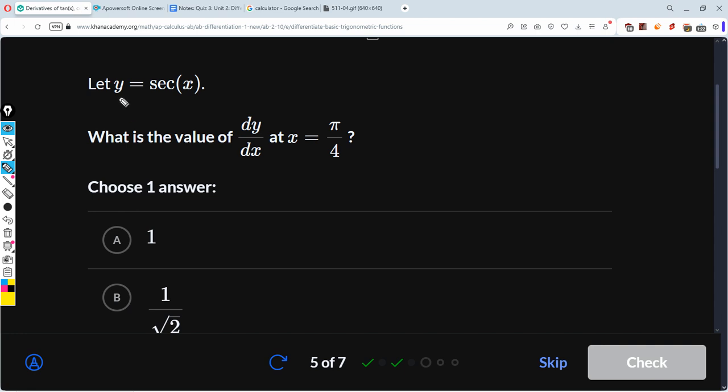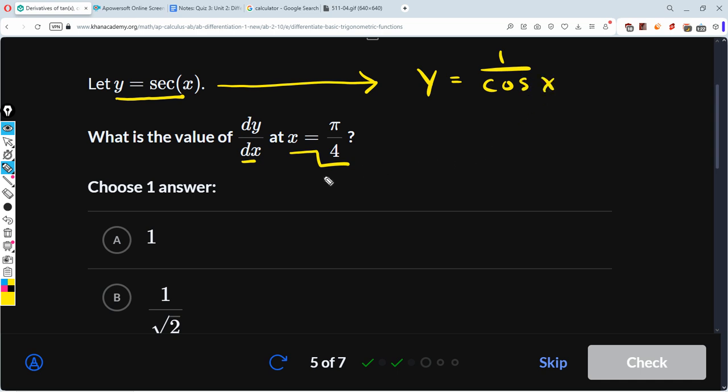All right, so here we have y equals secant of x. We want to evaluate the derivative at x equals pi over 4. So we said in the notes earlier, secant x is equivalent to y equals 1 over the cosine of x. And we're going to find the derivative, dy dx. And we're going to use the quotient rule. So that's the bottom times the derivative of the top.